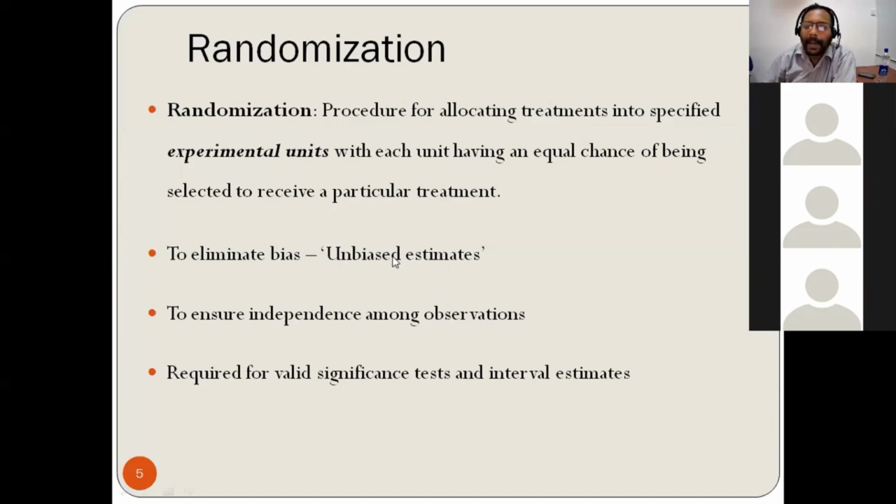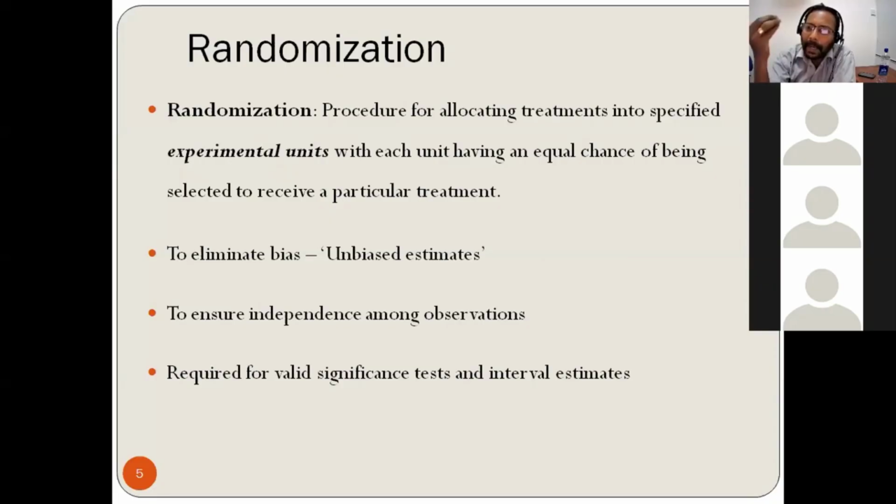What is the objective of randomization? We want to have unbiased estimates. What do you mean by unbiased estimates? Biasness, you know what is biasness? Giving priority or giving an opportunity to particular aspects without giving an equal chance to others. That is called biasness. So unbiased estimate means, when you estimate, for example, sample mean or sample variance, all these are called estimates.